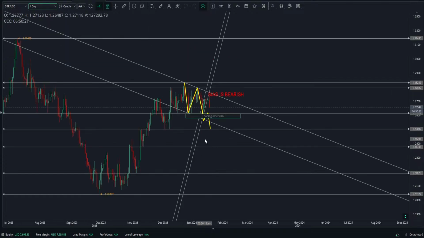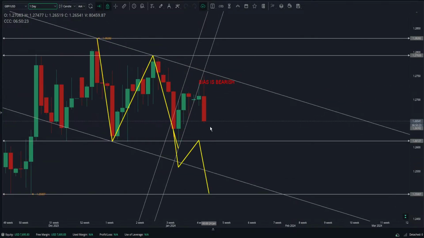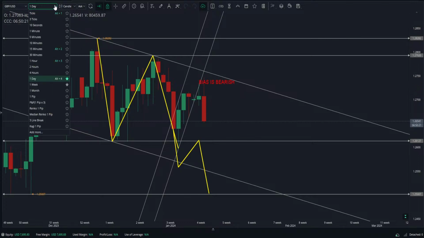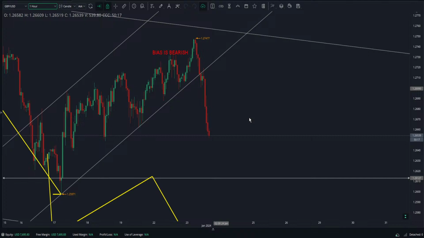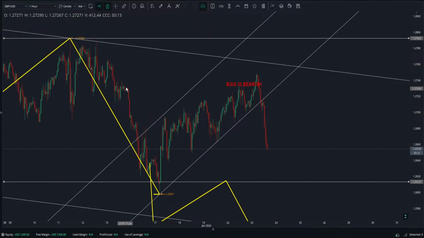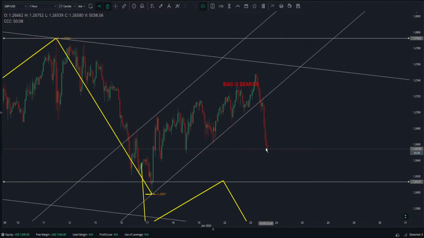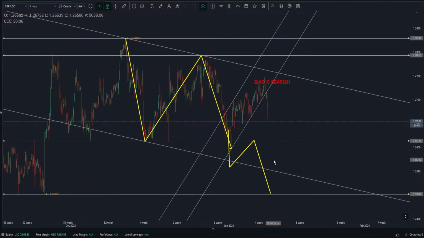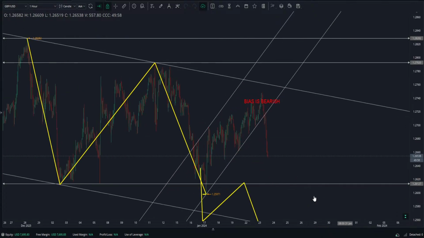Coming to GBP USD, the bias was bearish here also, and we were looking for a selling opportunity. We had gone on, I think, 1 hour, and there we have it. You see, I said any rise, I think, to these levels can offer you a selling opportunity, and this is what has happened. Now we are looking for the lower targets in this market. For instance, our first target will be 1.2612, and the second target will be 1.2500 in this market.